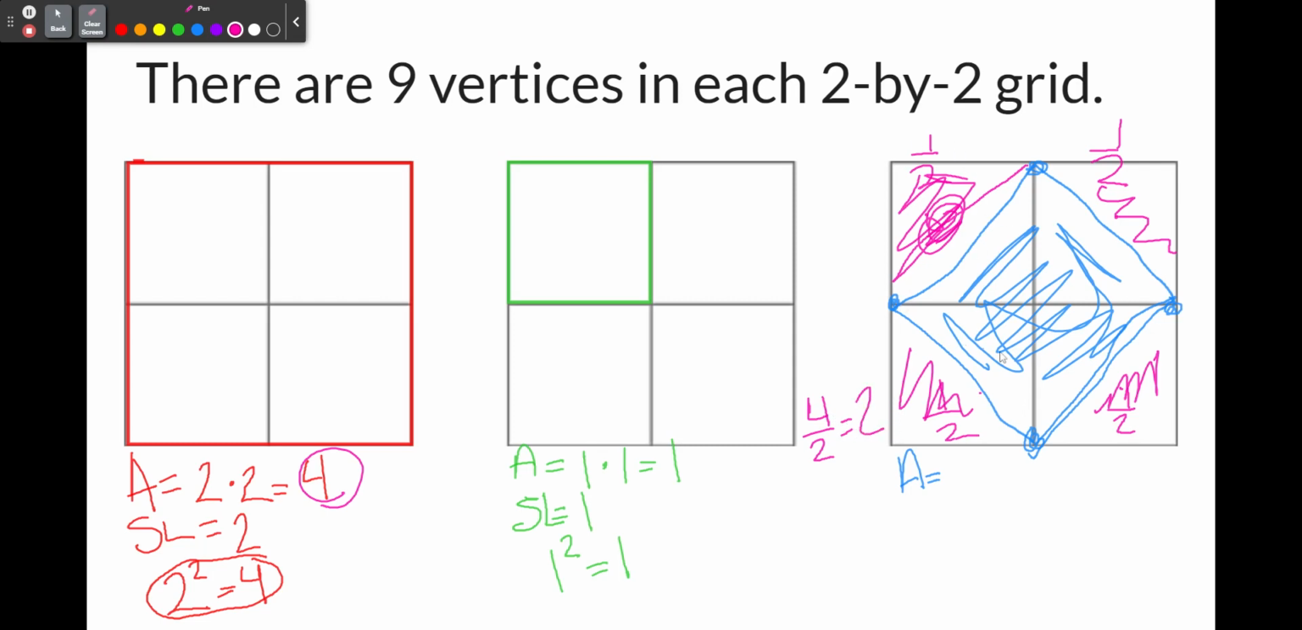So if I have 2 taken away, my whole area of the whole grid is 4. I'm subtracting 2 away from that. So the area of my blue is actually also a 2. So my area of my blue square is going to be equal to 2.